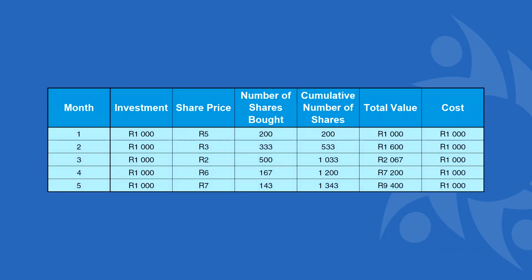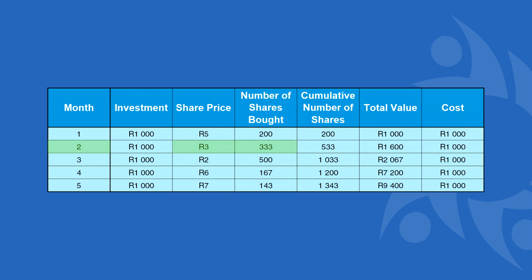In this example, the investor is contributing 1,000 Rand per month to her investment. In month 1, the share price is 5 Rand per share, so she gets 200 shares for her 1,000 Rand contribution. In month 2, the share price drops to 3 Rand per share, which gets her 333 shares for the same price. It's almost as though the shares were on sale.